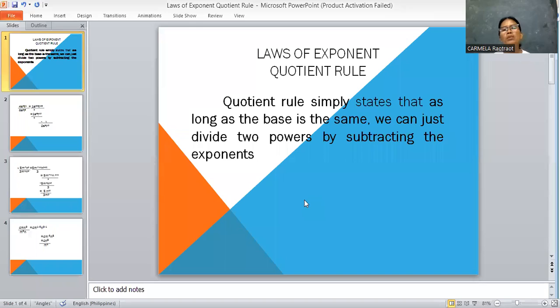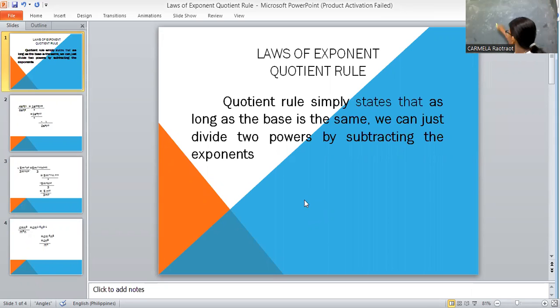I would like to discuss this afternoon the law of exponents, the quotient rule. Okay, so let me share my screen. The law of exponents quotient rule simply states that as long as the base is the same, we can just divide two powers by subtracting the exponents. So let's have an example.